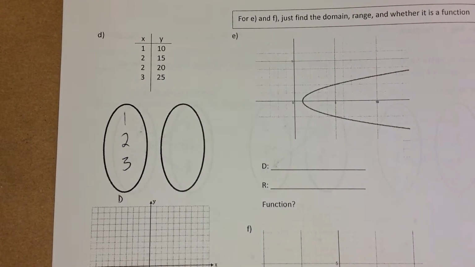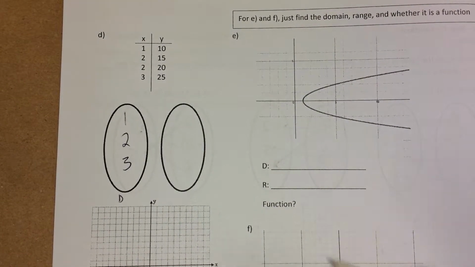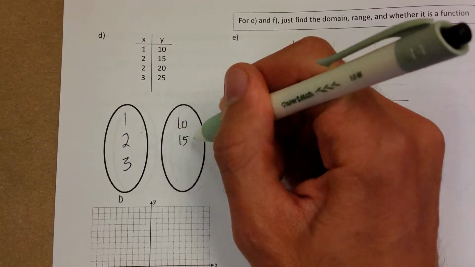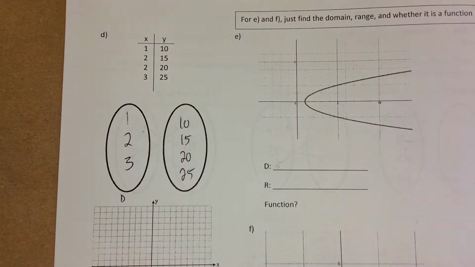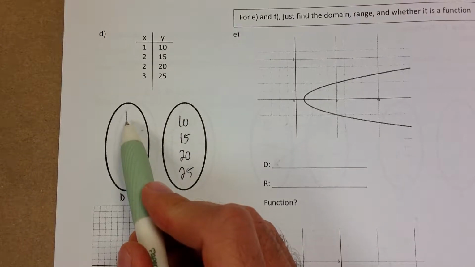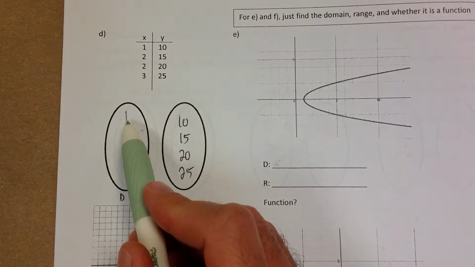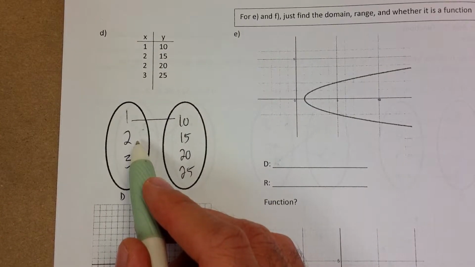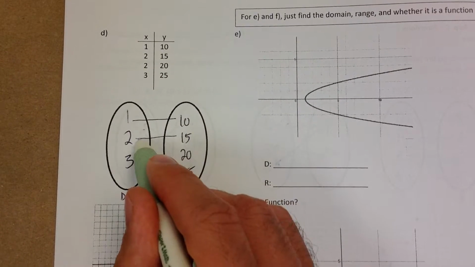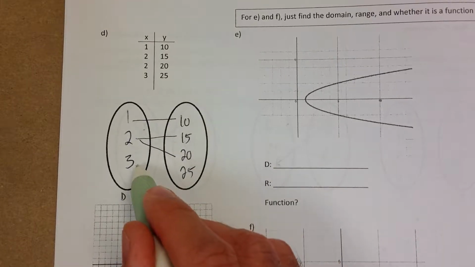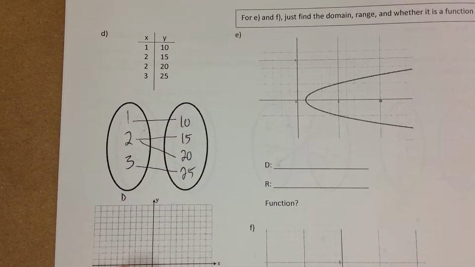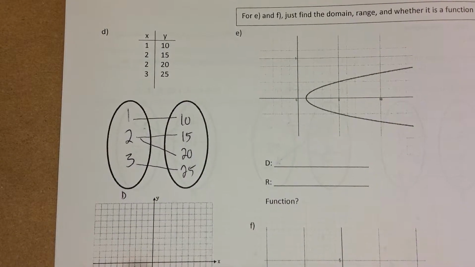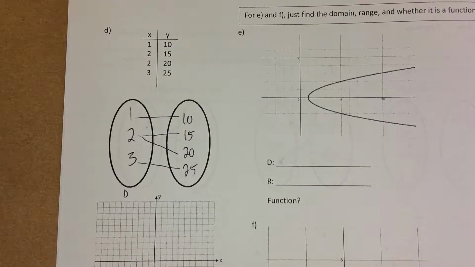And Nakia, could you tell me what goes in the second oval? And Sue, the 1 maps to or connects to what? 10. How about the 2? 15 and 20. And the 3, 25. Good. Question: do you have to put arrows? Arrows are not necessary.